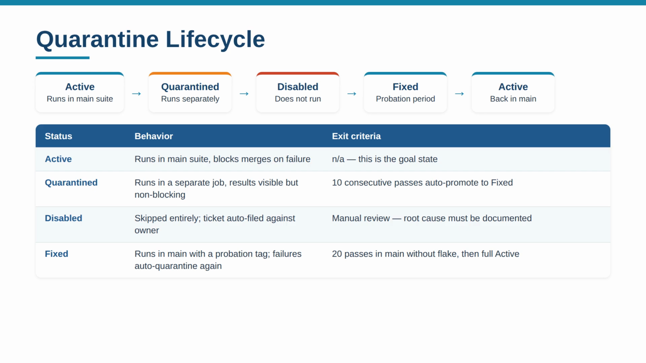Disabled means the test is skipped entirely, with an automatic ticket filed against the owner and a requirement to document the root cause before it can be re-enabled. Fixed is a probation period. The test returns to the main suite with a probation tag, and if it flakes again, it's automatically re-quarantined. After 20 consecutive passes in the main suite without a flake, it graduates fully back to active. This lifecycle is important because it's the difference between muting a problem and managing it. A quarantined test is still visible, still tracked, and its owner is still accountable.